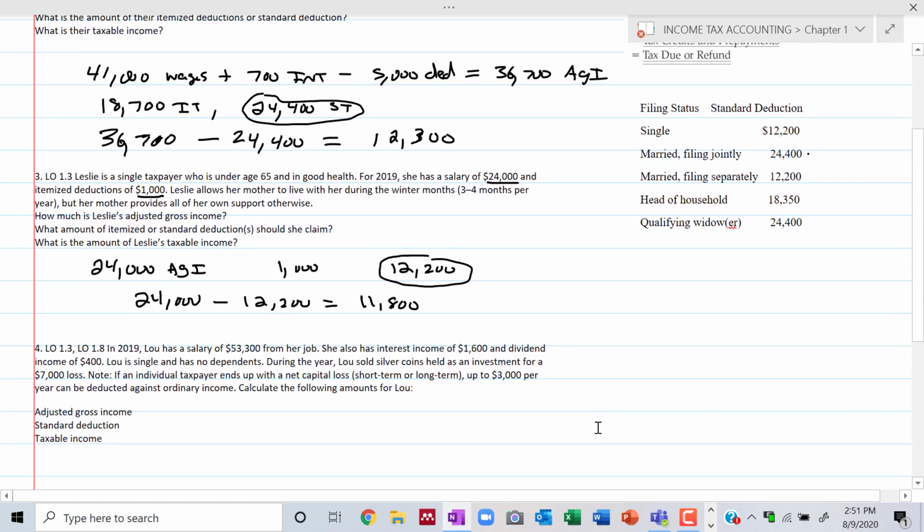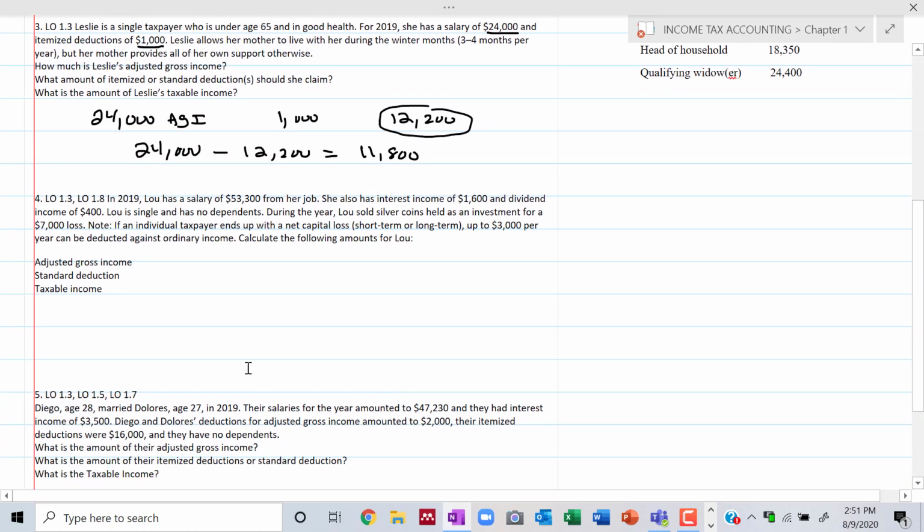Next, we have problem 4. Problem 4 reads, Lou has a salary of $53,000 from her job. She also has interest income of $1,600 and dividend income of $400. Lou is single and has no dependents. During the year, Lou sold silver coins as an investment for a $7,000 loss.